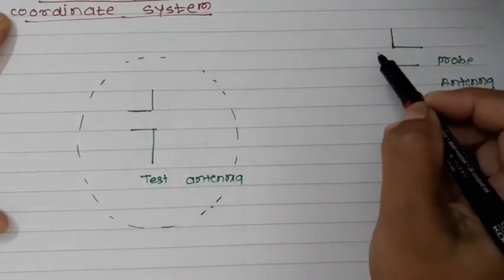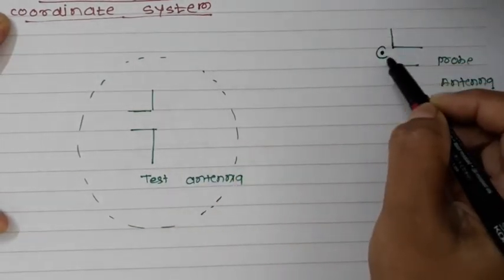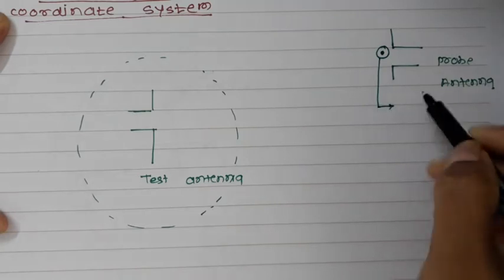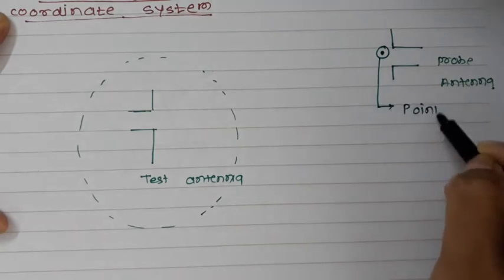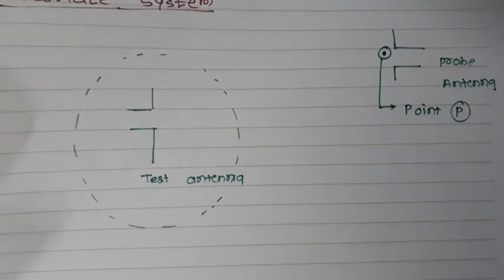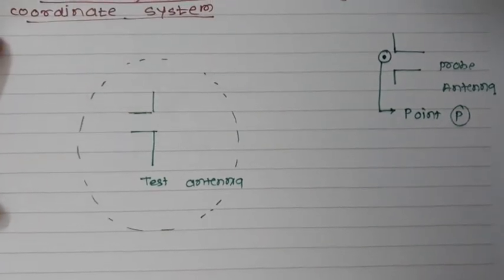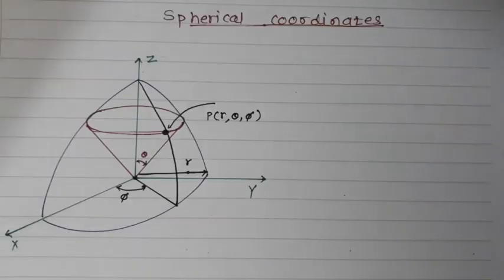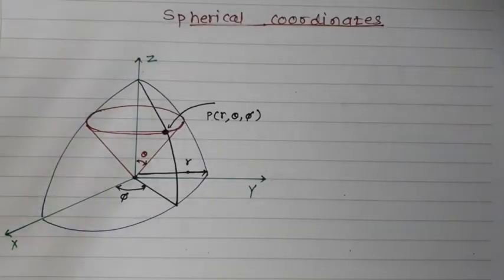Now suppose I want to test the power at this particular point. How are we going to resolve this point P in the spherical coordinate system? So let us understand the spherical coordinate system first, to understand the antenna parameters. Let us talk about what the spherical coordinate system is.